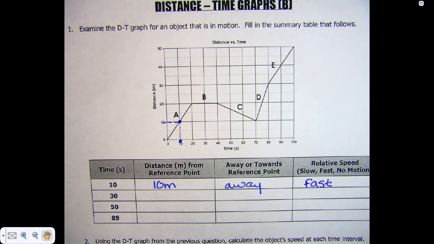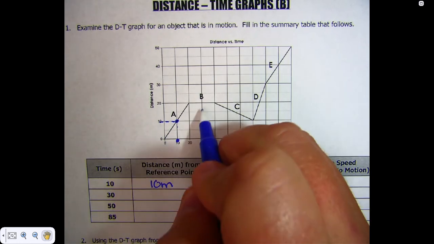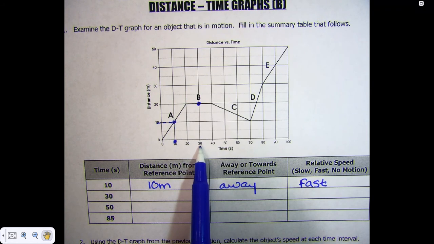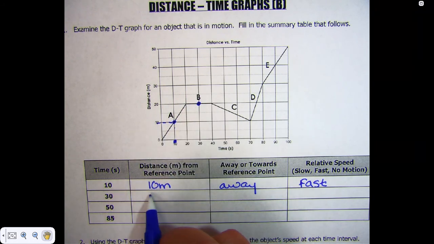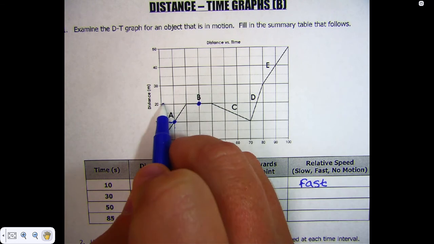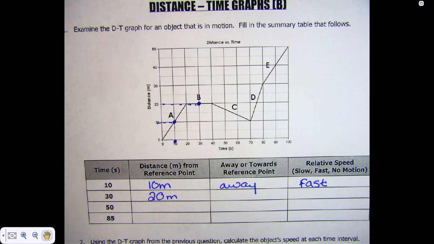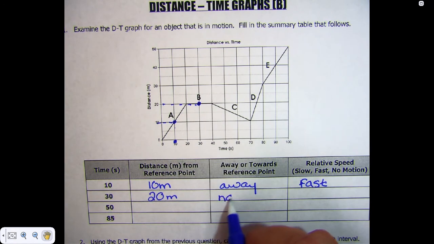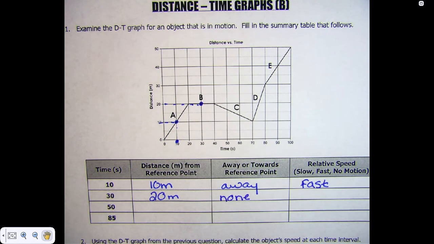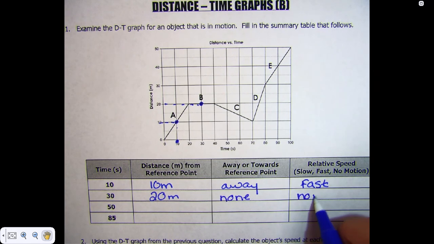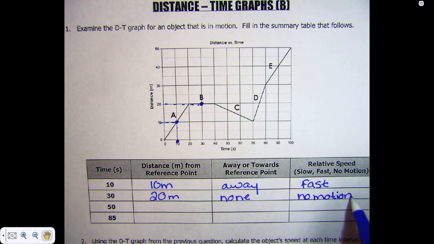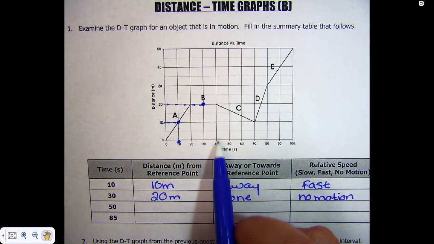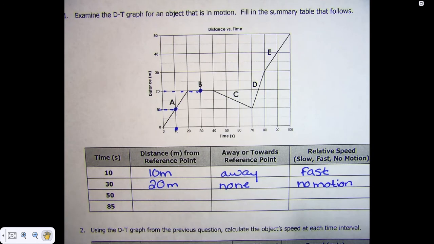If we look at 30, so right here, 30 seconds, it has moved 20 meters. Because it tells me right here, 20 meters. Okay. Now, is this moving at all? No. So it's none. It's not moving towards, it's not moving away. In fact, there is no motion. Because it tells me at 20 seconds it's at 20, at 30 seconds it's at 20, and at 40 seconds it's at 20. So it's staying still.